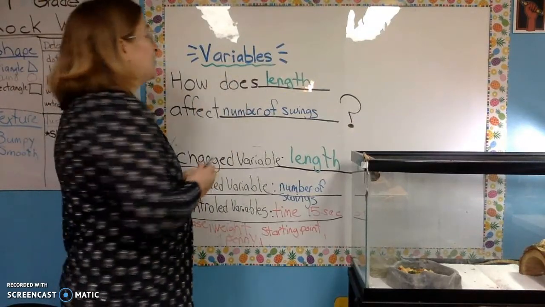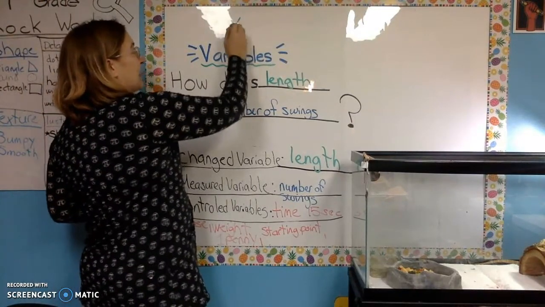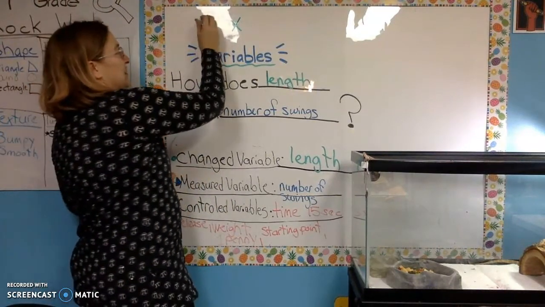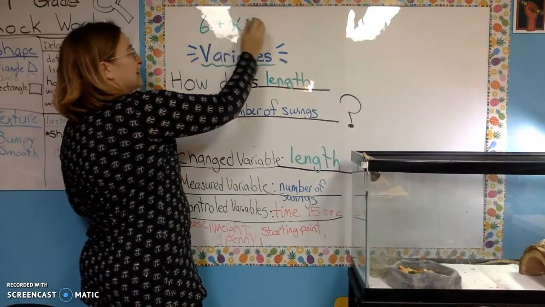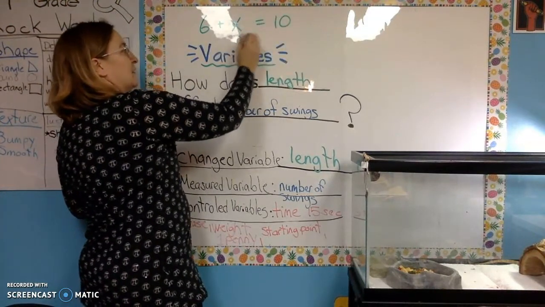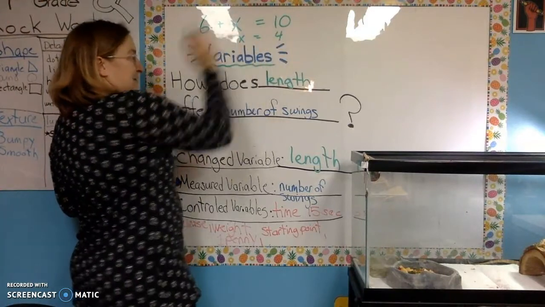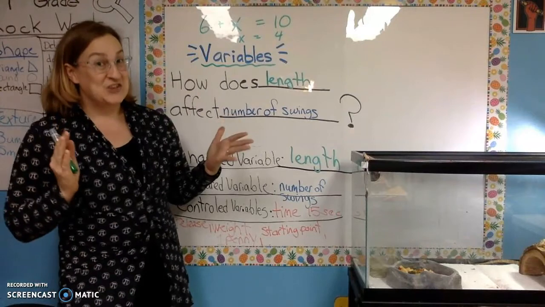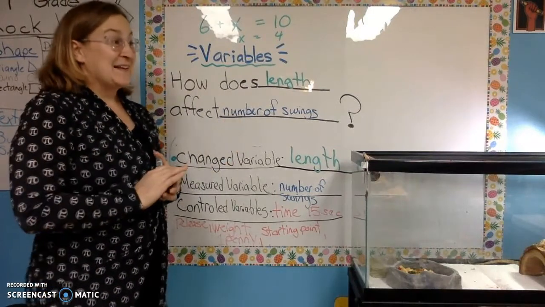But in math class, I know you use this letter X, and that letter X is your variable, and sometimes you have something like 6 plus X equals 10. And then you have to figure out that X equals 4. And X is a variable. Well, it's a variable because it is a thing that can change.